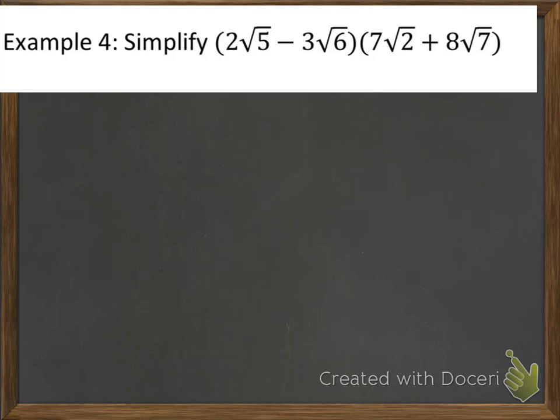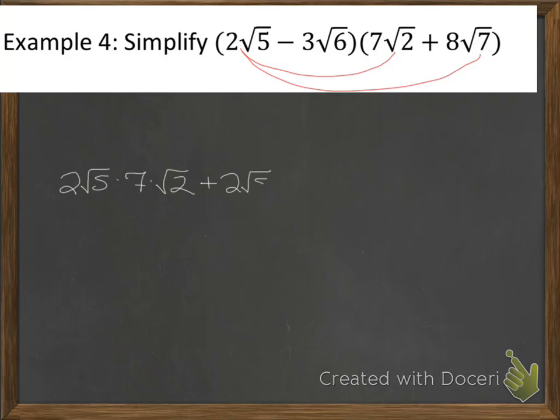So we're going to do the exact same thing here, only as you can see, our radicals are back. So let's use FOIL. So here are our first terms. So I'm going to have 2 times the square root of 5 times 7 times the square root of 2. That's just my first term. Okay, then we have our outer terms. So our outer terms are going to be 2 square roots of 5 times 8 times the square root of 7.